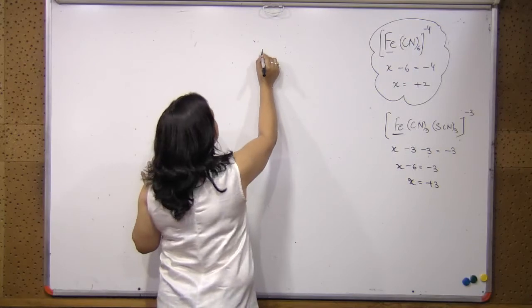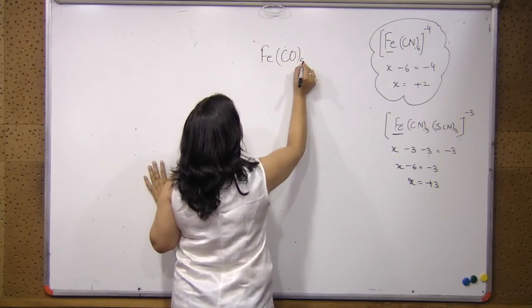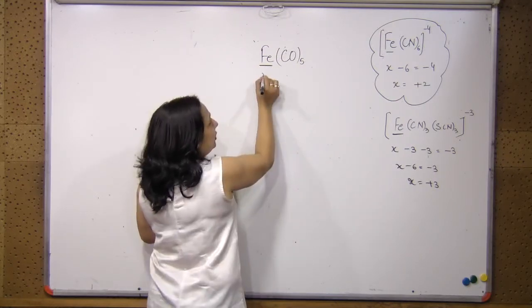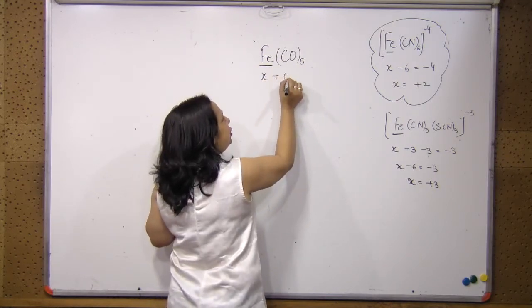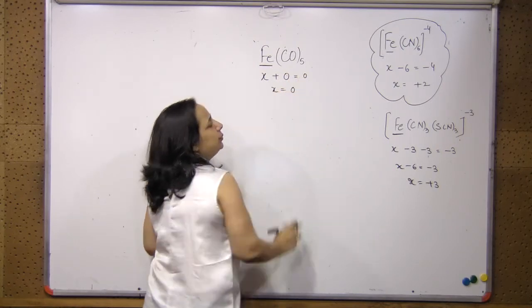Sometimes it is written as iron with carbon monoxide 5 times. So what is x for iron? We can say carbon monoxide is neutral, so x comes out to be 0.